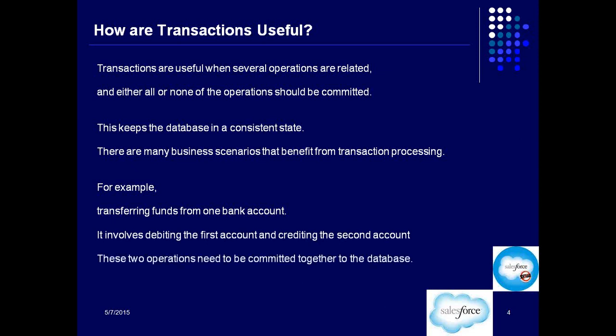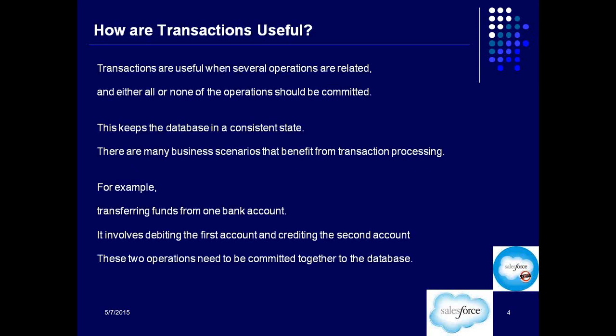In this case, what should happen? These two operations need to be committed together to the database. Either both of them should get committed together, or both of them should be rolled back. It should not happen that your first account got debited, and the second did not get credited because of some error, and the first got debited and it never got rolled back. Then what happens? Then your data becomes inconsistent, right? So there are operations like this.